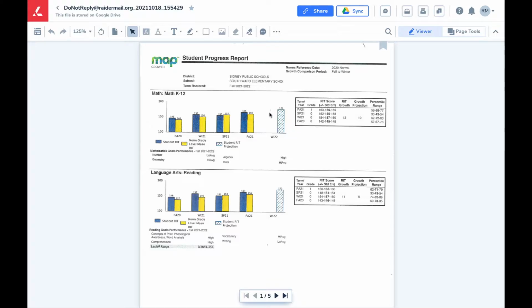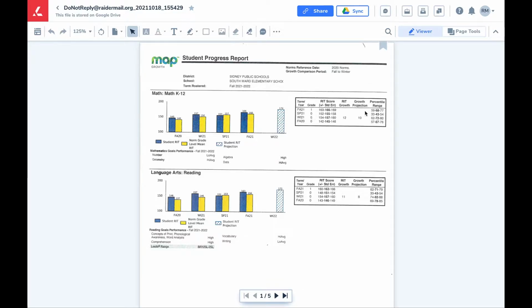Now you're also going to see this graph over here. This is going to be their projected score for the winter. So when we take this again, which we will take in January, the MAP is projecting their score to be around here. That's the growth that they're expected to see from this fall score to this winter score.